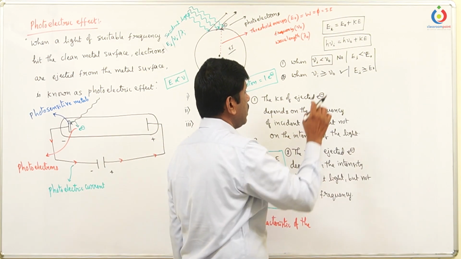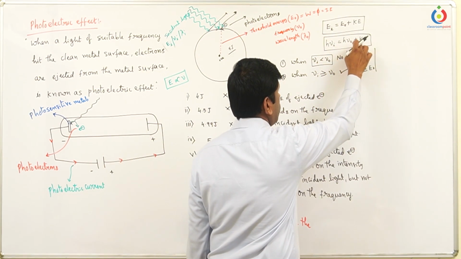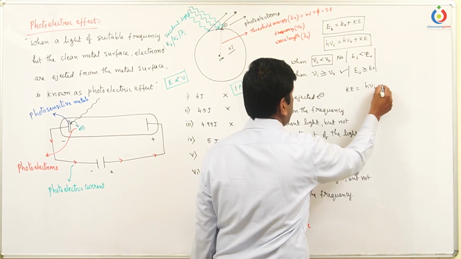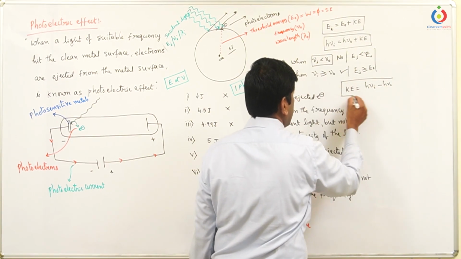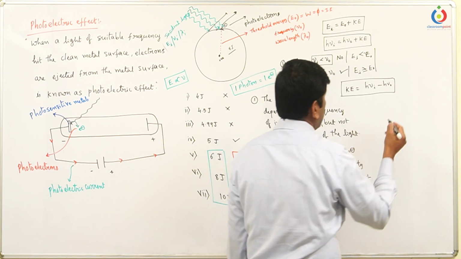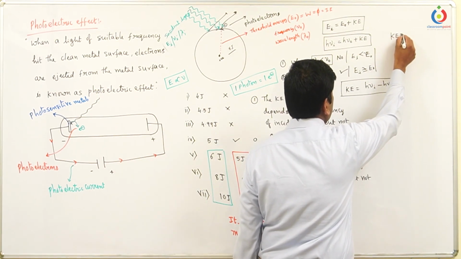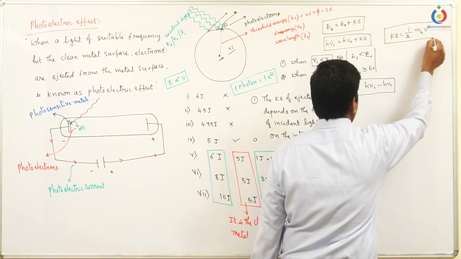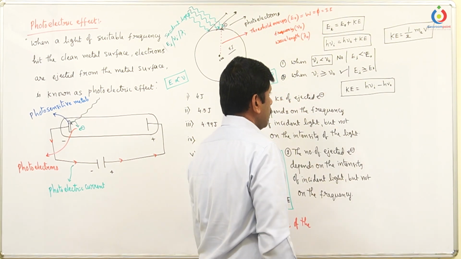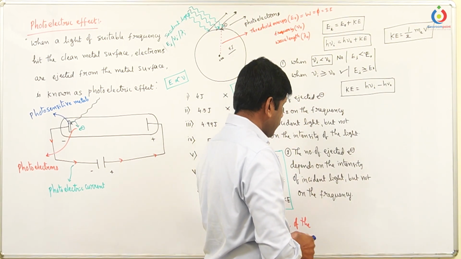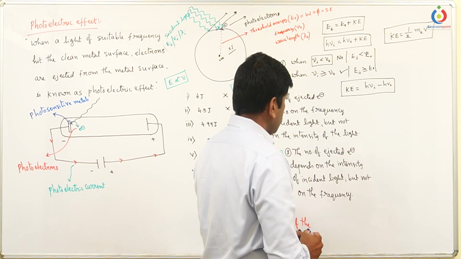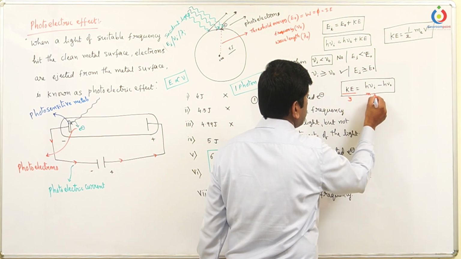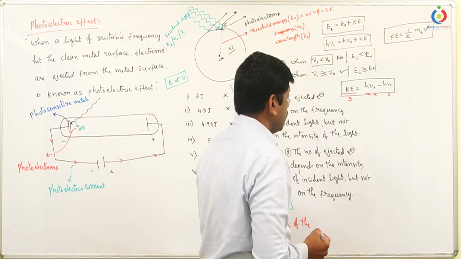Now let's come to the derivation here. So h nu I equals h nu naught plus KE. If you would like to calculate the kinetic energy, it equals h nu I minus h nu naught. So kinetic energy can be calculated using this formula, and also using another formula that we know, half m v square, mass of the electron times velocity square. Now if you want to draw a graph here, this is y equals mx plus c. So the graph comes like this.